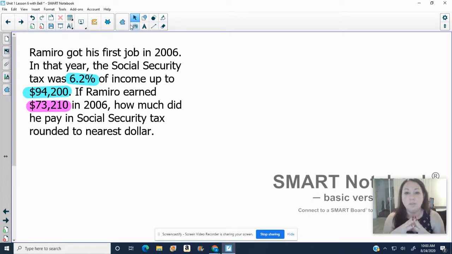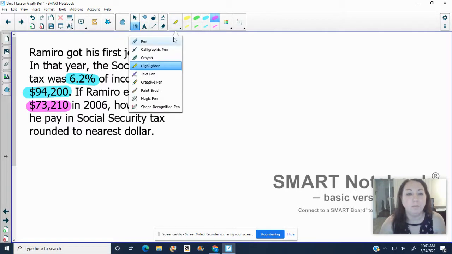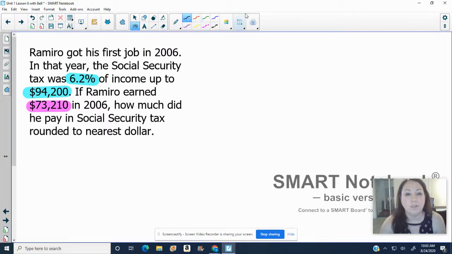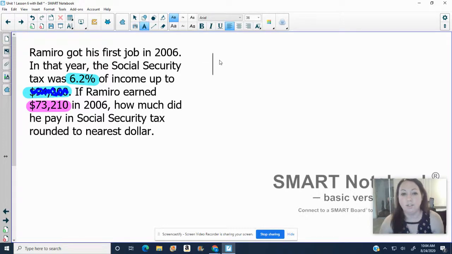My advice on this one is always going to be to go with the lowest number. In this example, they're taxing 6.2% up to $94,200, but he only made $73,210. So he actually earned less than that maximum. Even though this is really nice information with that $94,200, we don't actually want to use this value. We are going to figure out his tax by taking the amount he earned for the year and multiplying it by 6.2%.